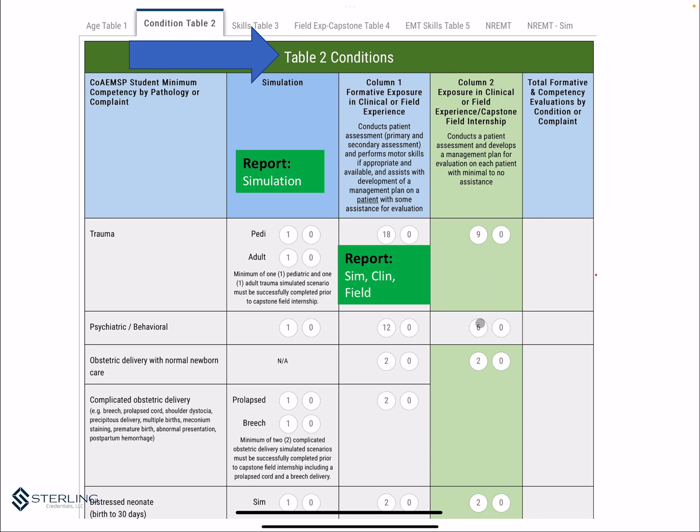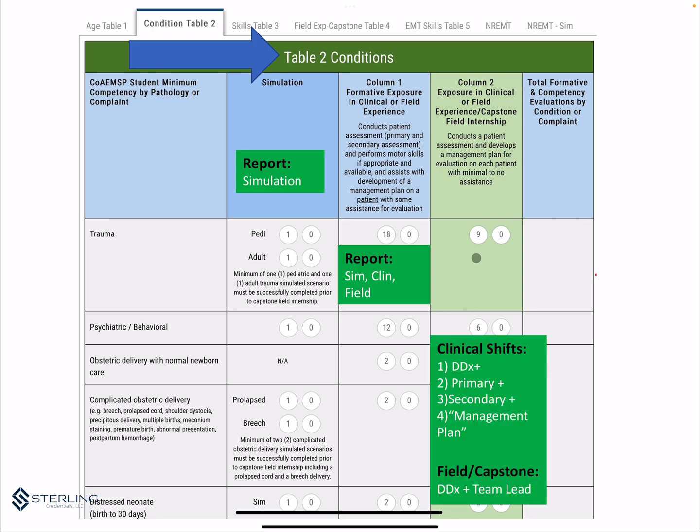And then column 2 is just like column 2 from the previous table. You know, a team lead will work, or in clinicals, if you've got primary, secondary, and management, that'll work. And we'll discuss that again later.